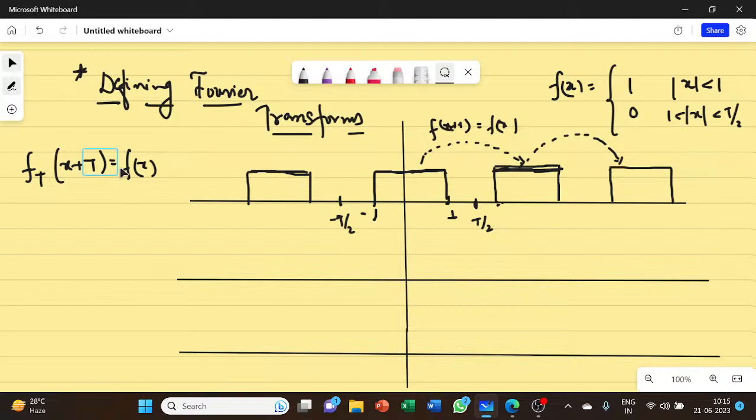Is that clear or not clear? And you just take t greater than 2, otherwise you will get a problem here. So t greater than 2. Are you getting my point or not getting my point?